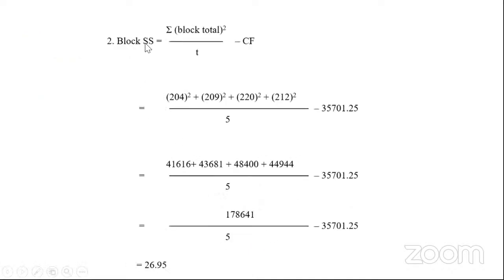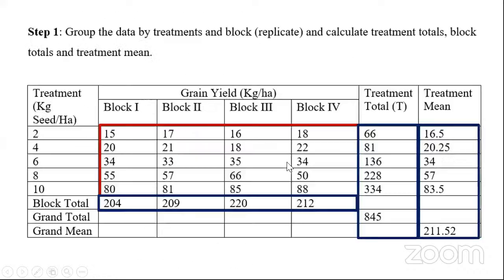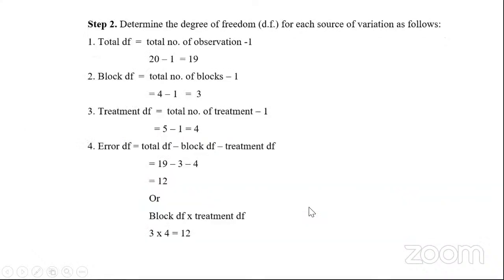Next is block sum square. That means replicate sum square. So we have a block total. There are 4 block totals, which we have earlier calculated. These are 204, 209, 220, and 212.